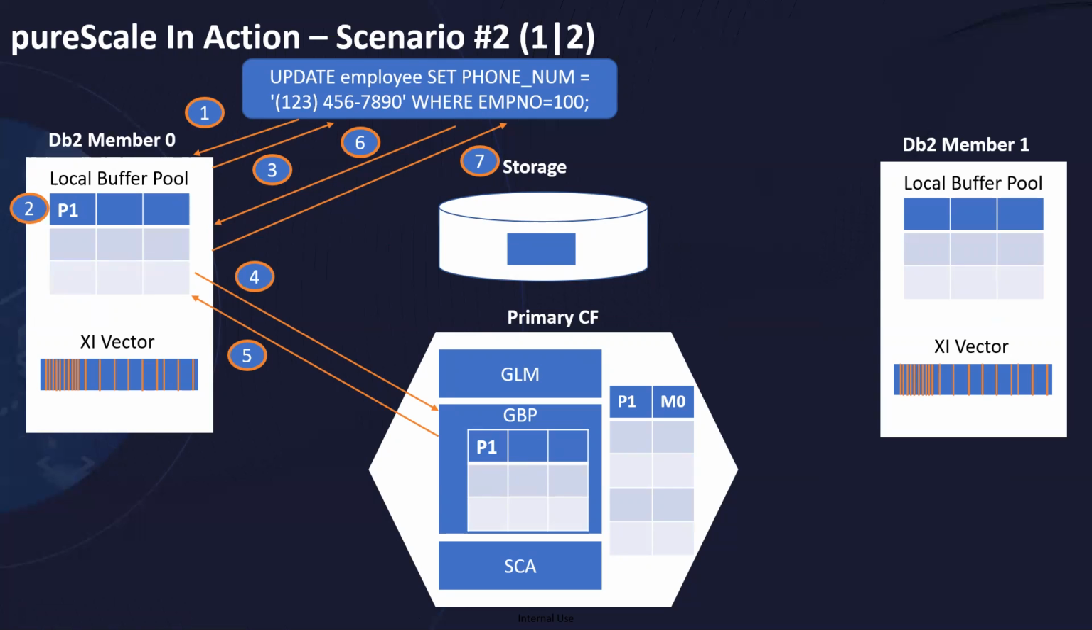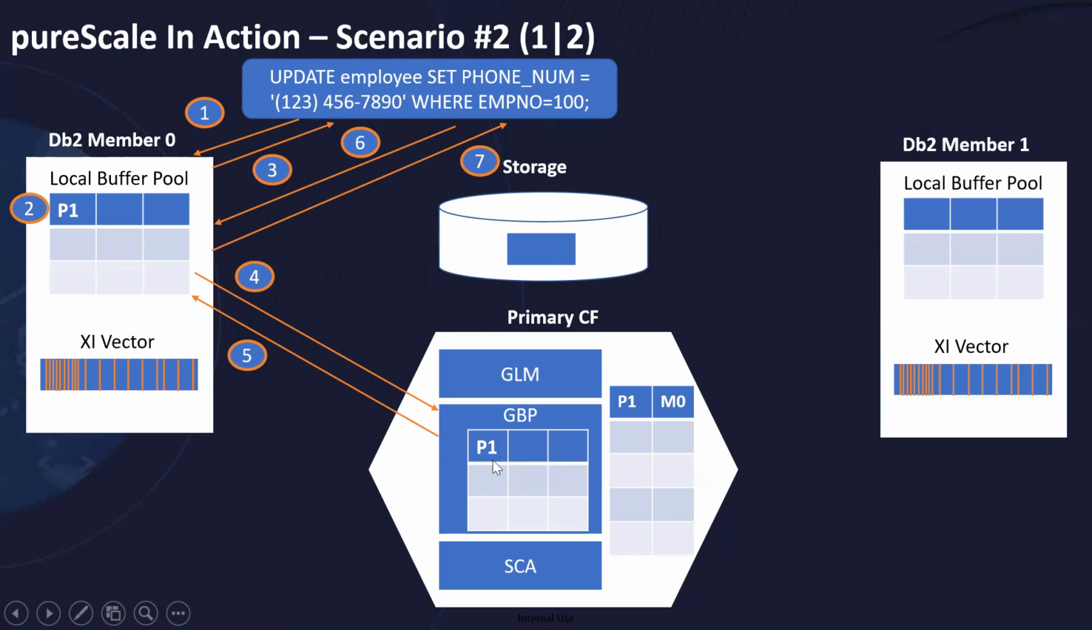So there is a cast out operation within pureScale, whereas when you commit, it will commit the data which is present in a GBP to the disk, right? So if you see overall, the data copy for the page P1 did not go across the storage this time. It read it from the local buffer pool of a member to a GBP, right?